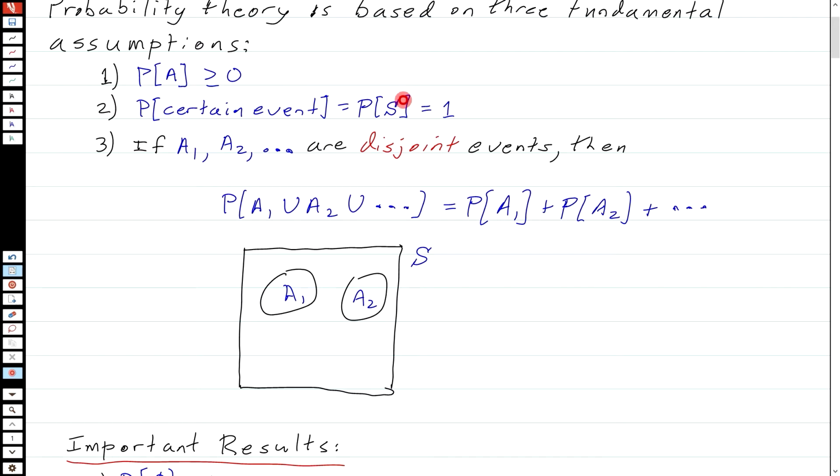That means the probability of the sample space, that's any outcome in the set of possible outcomes, must be equal to 1. So one of those outcomes must take place.